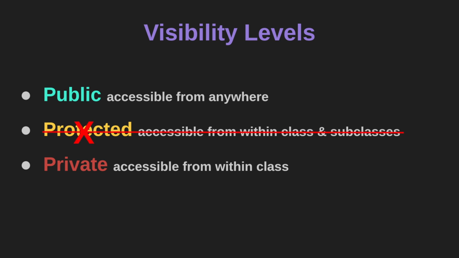JavaScript, however, doesn't support protected properties. And by default, everything is public. With object literals or function constructors, you can achieve private visibility by using closures. But classes introduce a syntax to make fields and methods private.